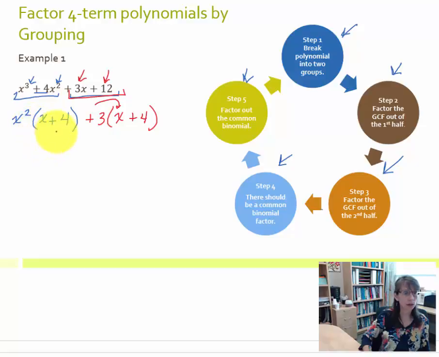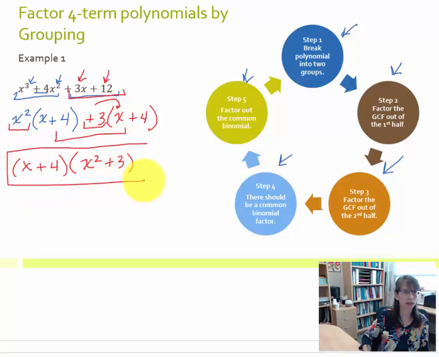Now, do you notice that in these quantities we have an exact amount? So do you notice in these quantities they are exactly the same? That is your common factor of x plus 4. So to get the other factor, you are joining x squared with positive 3. And this is the completely factored answer.